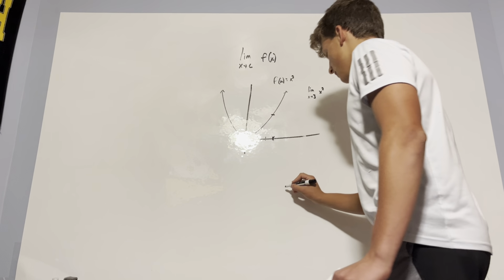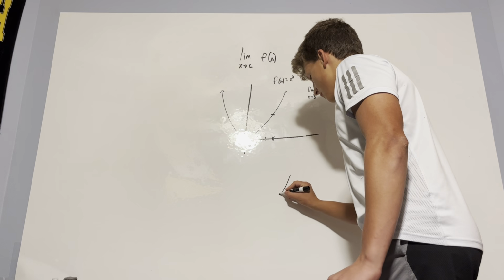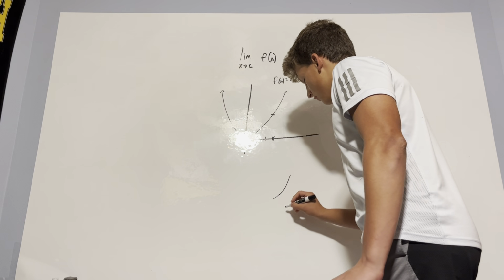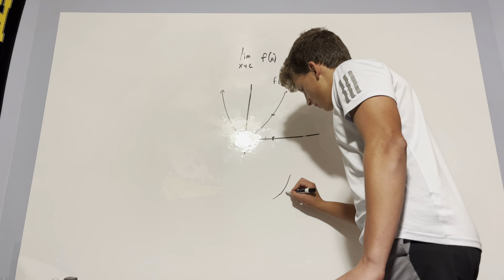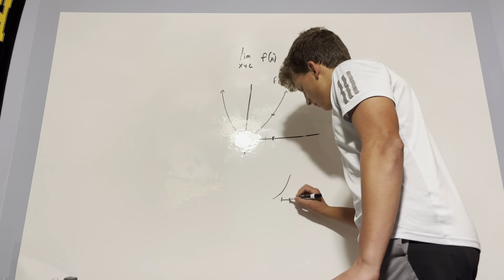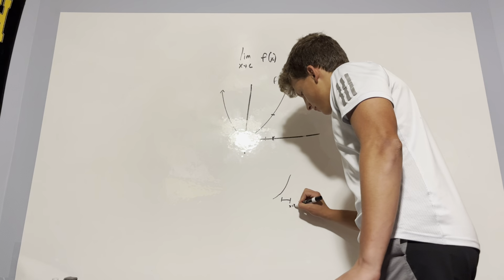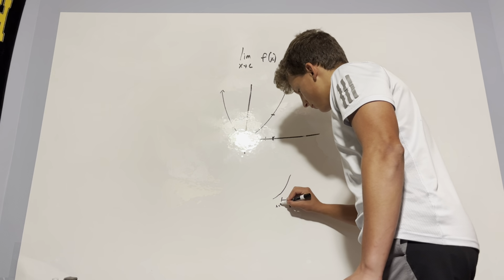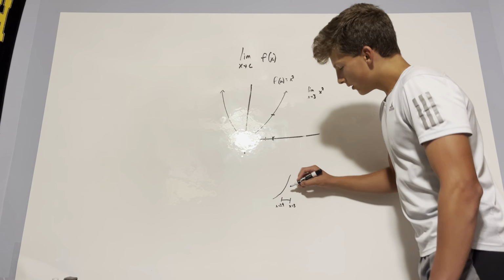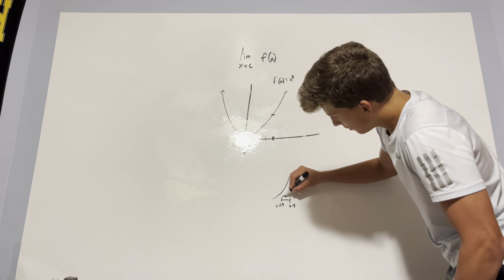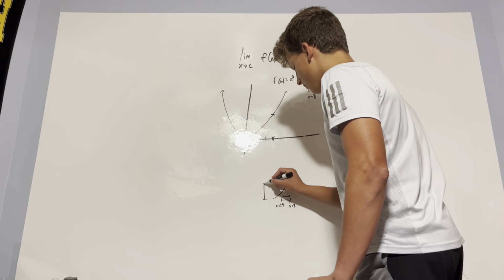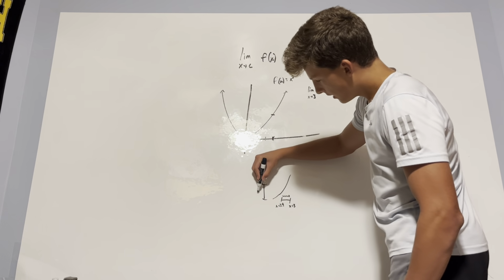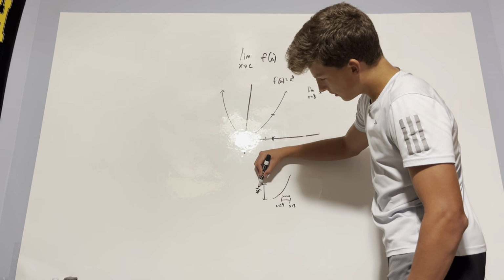So if we zoom in here on the curve, here is x equals 3, here is x equals 2.9. We want to see, as x gets closer and closer and closer to 3, what value is f of x going to approach.